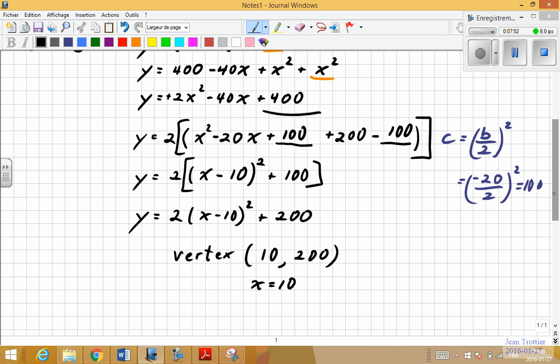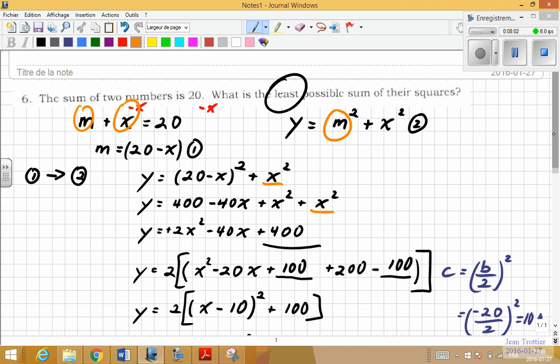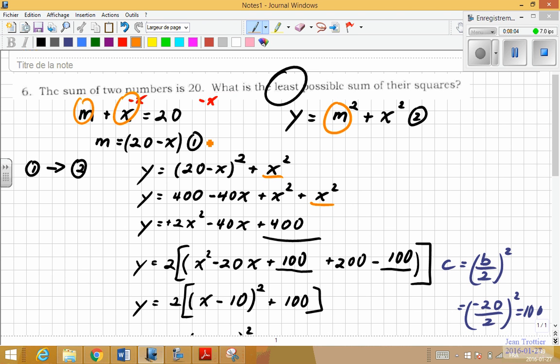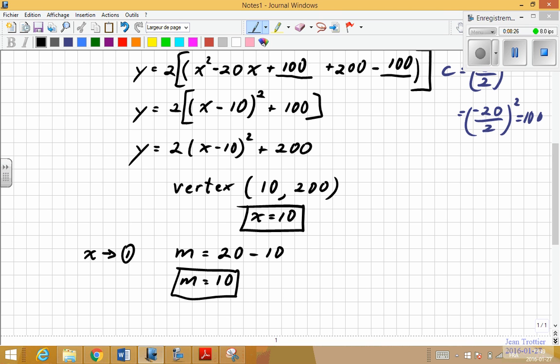So I go back to what I was doing. I'm supposed to find two numbers. Now I had m and x. I've already found x, so to find m, I just have to substitute into this equation that I already have, which is m equals 20 minus x. So we take the value of x, we substitute that into our first equation. That means m equals 20 minus 10, m equals 10. And those are the two answers that we're looking for.